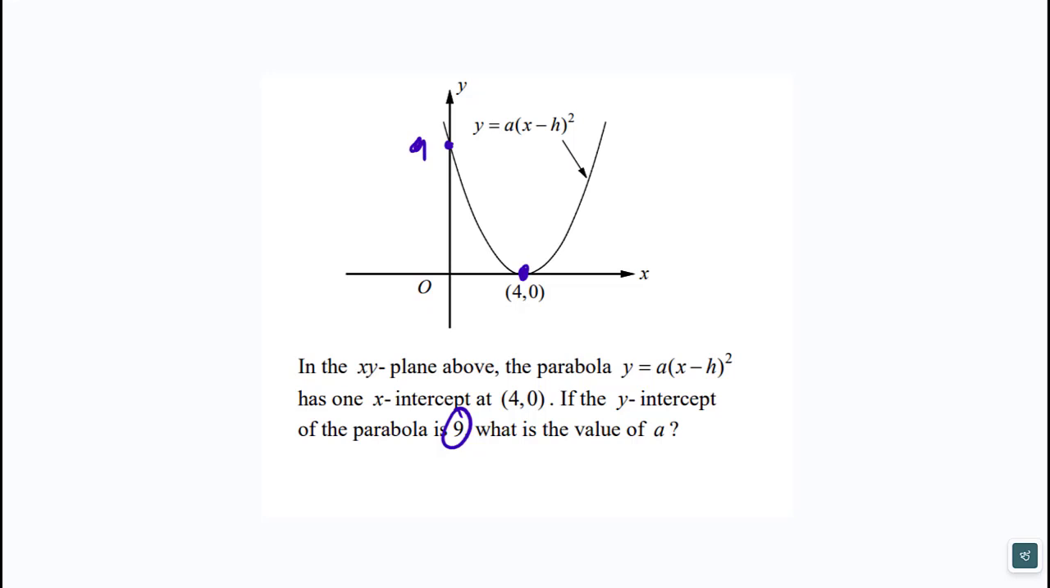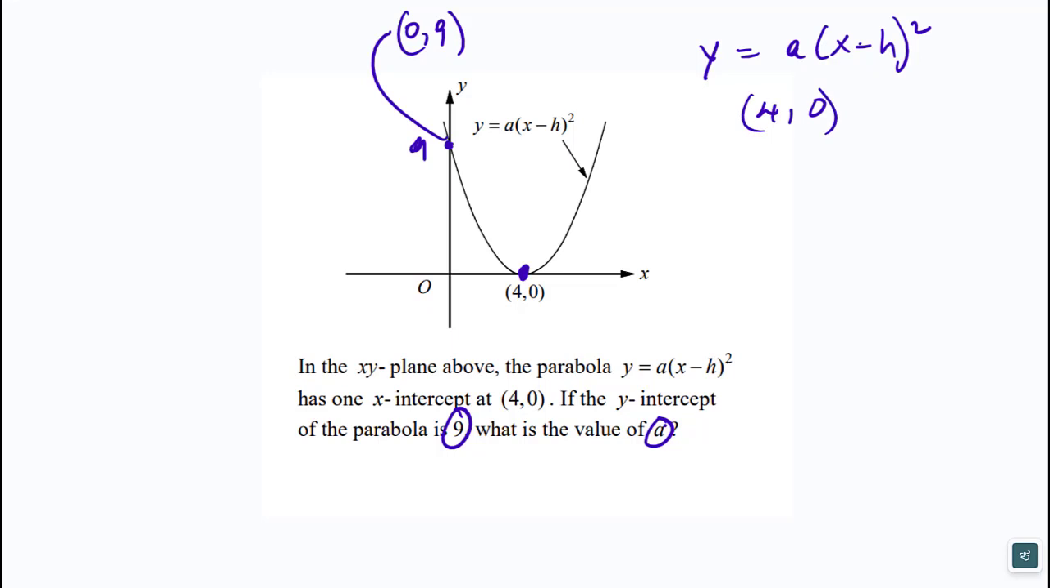So firstly, we're going to emphasize that if this is my y-intercept, the intercept right here is simply going to be (0, 9). That's going to be my coordinate, and also (4, 0). Now the question is asking us to find the value of a. So what I'm simply going to do first is write the equation y = a(x - h)². Now firstly, I'm going to use the coordinate (4, 0).